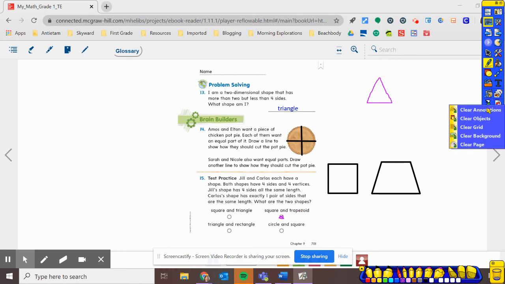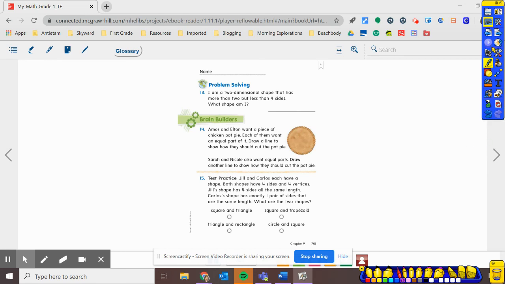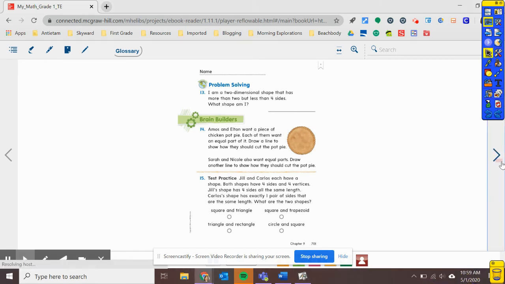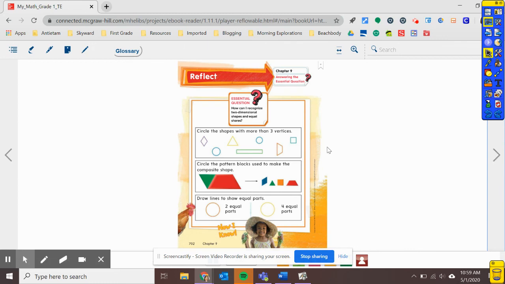All right. Now, first grade, we're going to clear our page and we're going to go to this last section, which is going to be your independent work for today. I'm going to walk you through the directions and then you're going to do it all on your own. So the first part, it says circle the shapes with more than three vertices. So it could be three, it could be more. Circle all the shapes. Then this one says circle the pattern blocks used to make this composite shape. So which shapes did we use? And finally, you're going to draw the lines in to show equal parts. So this circle, you're going to show two equal parts. And for this circle, you're going to show four equal parts.